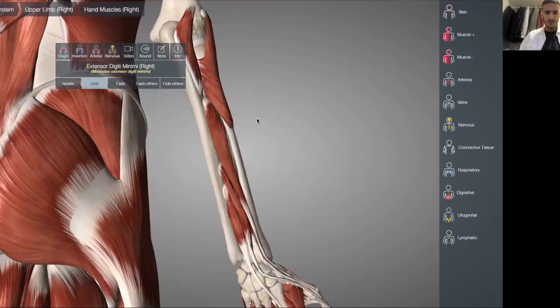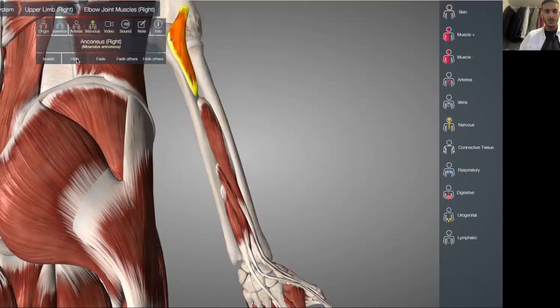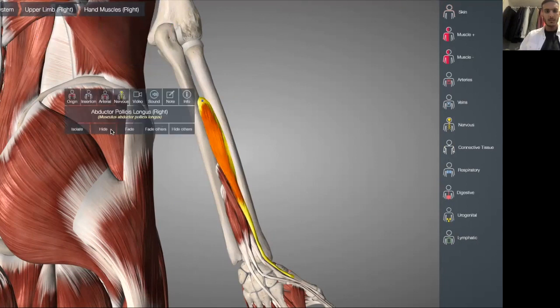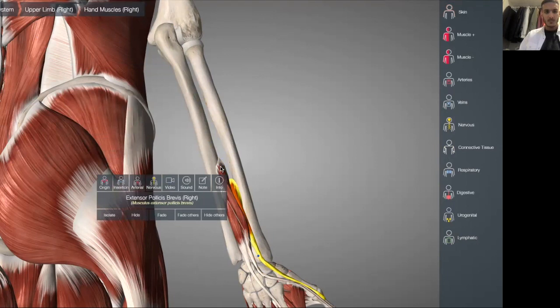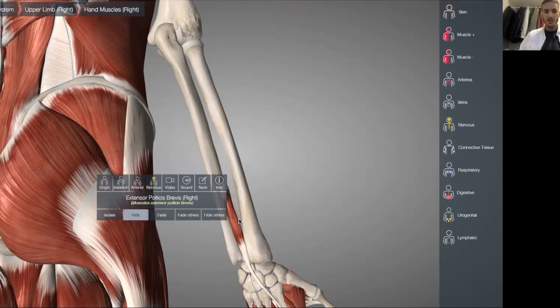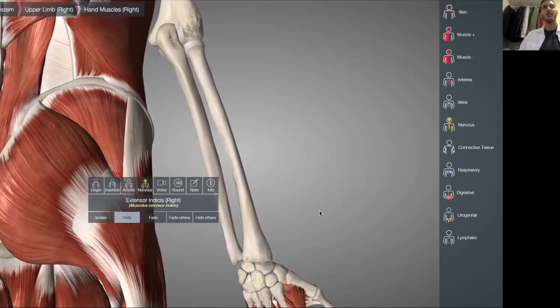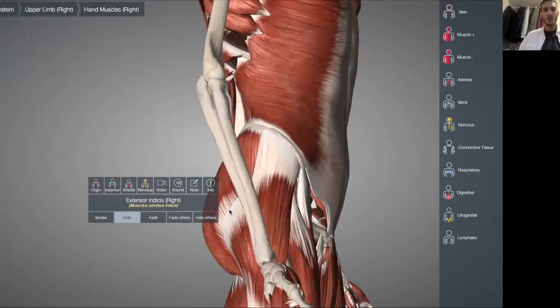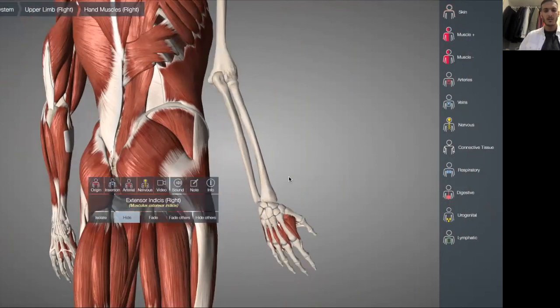In the deep layer, you have things like supinator, anconeus, abductor pollicis longus, extensor pollicis longus, extensor pollicis brevis, extensor indicis. And these are the deep muscles of the extensor compartment. Okay, now we're done with the forearm, and hence you see that there's nothing left. We're going to dive into muscles of the hand.